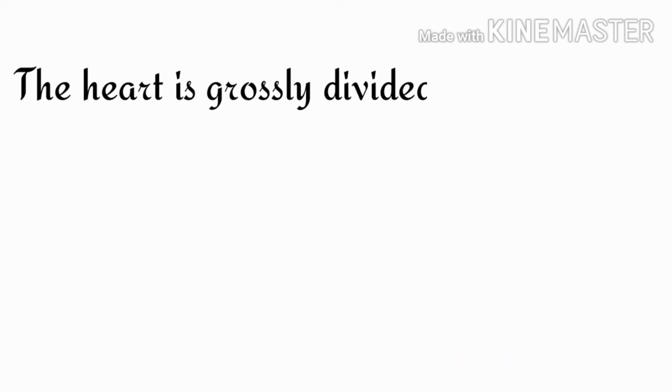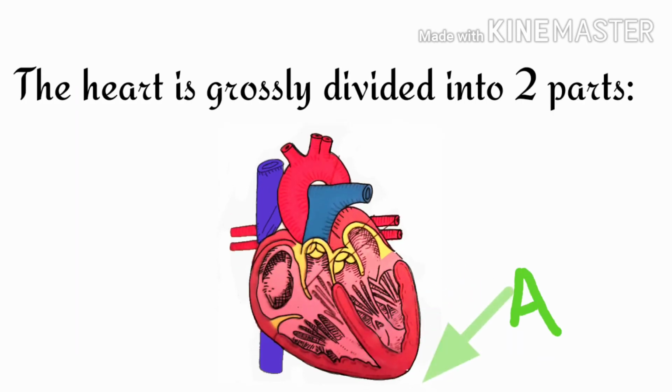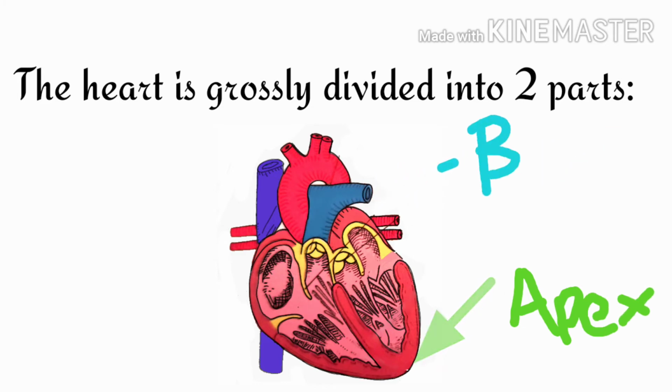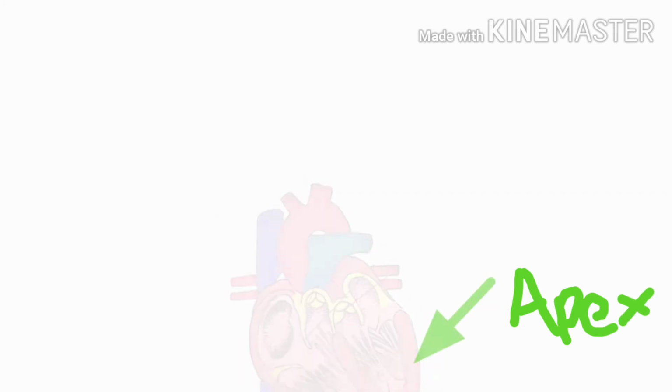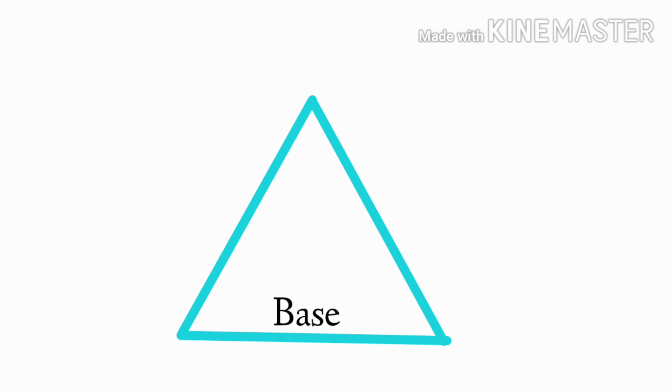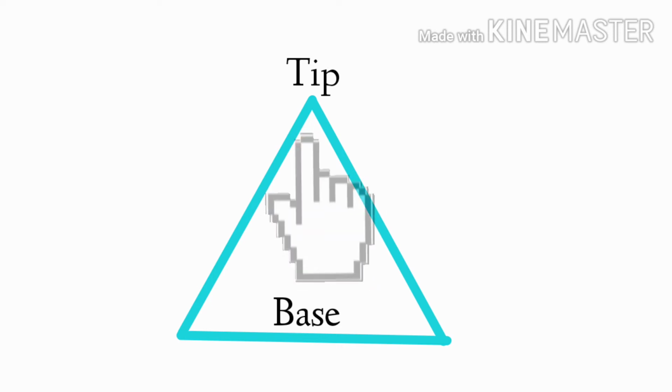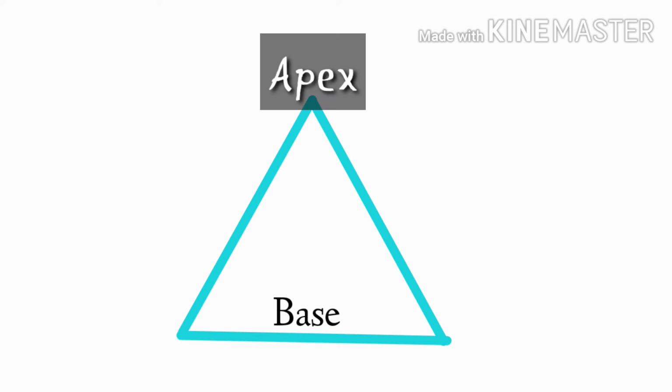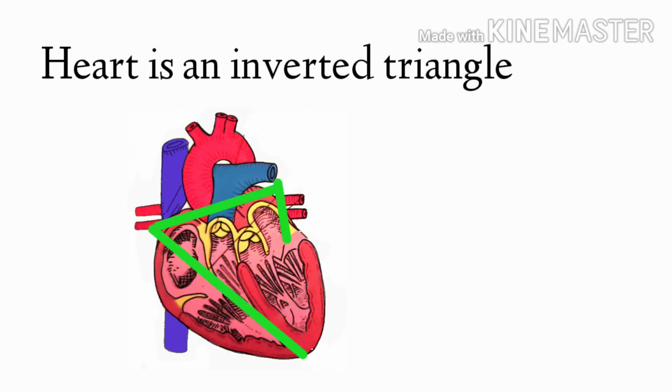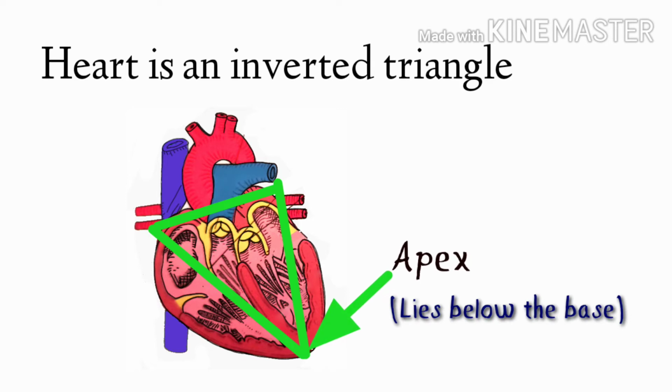The heart is grossly divided into two parts, the apex and the base. The apex is the tip of the heart. In a triangle, there is a base and there is a tip. While the base is the broader area of the triangle, the tip is the narrowed end of the triangle. In anatomical terms, this tip is called the apex. The heart is an inverted triangle where the apex lies below the base in a downward manner.